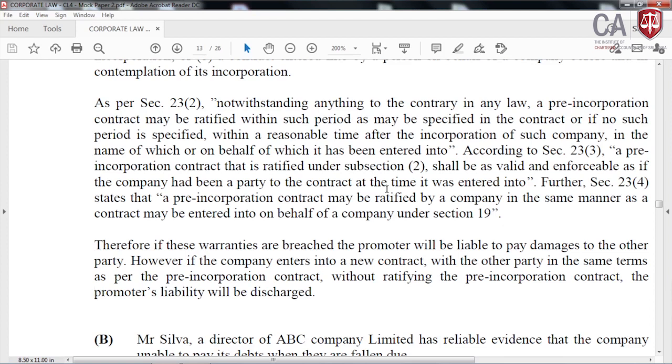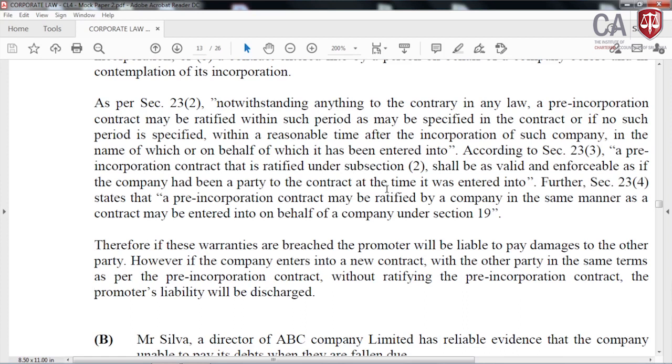So, relying upon that former English law situation of applying the Specific Relief Act does not apply anymore, because under the present Companies Act in Sri Lanka, you can straight away get a pre-incorporation contract ratified by the future company, but within a stated time or within a reasonable time period. Then of course the rights and liabilities under that pre-incorporation contract would vest upon the future company.